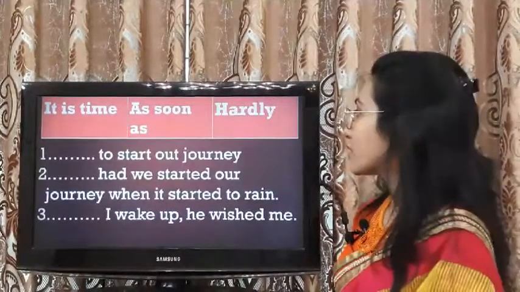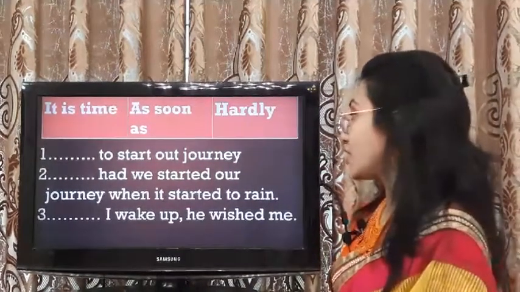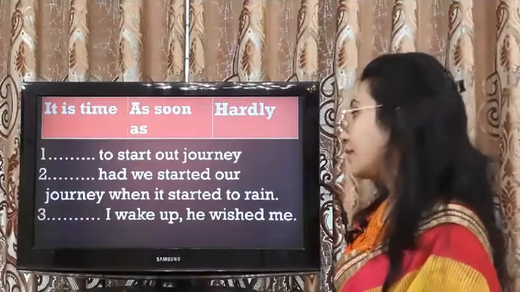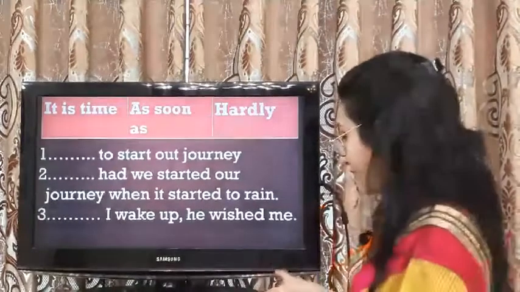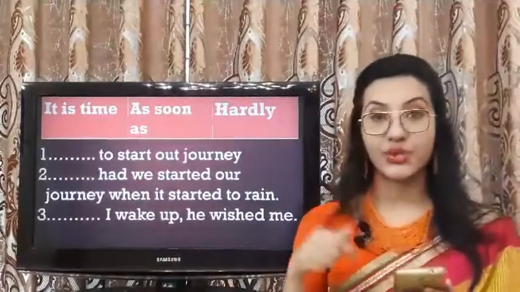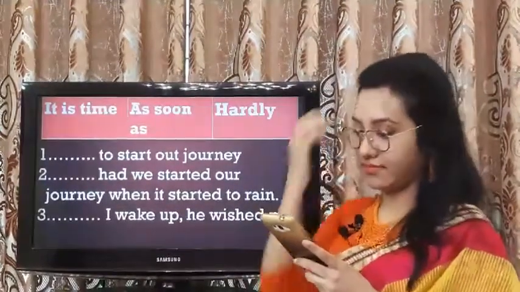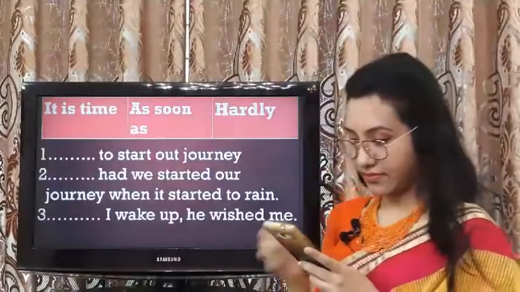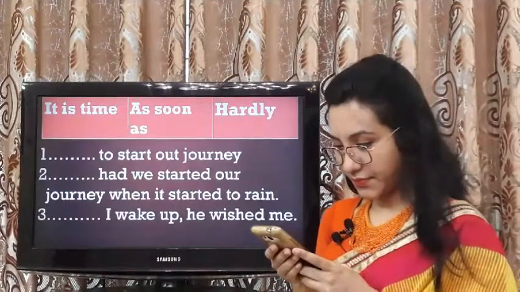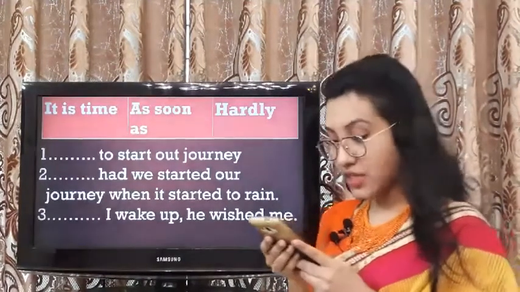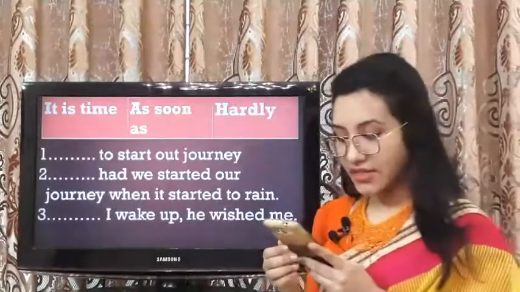Number 2, dash had we started our journey when it started to rain. And number 3, dash I wake up, he wished me. Again, in the same way, you have to give me the correct answer by writing 1, 2, 3. It is high time we maintained. Shamima, Jasmine, Shuchona, right? It is high time we maintained.